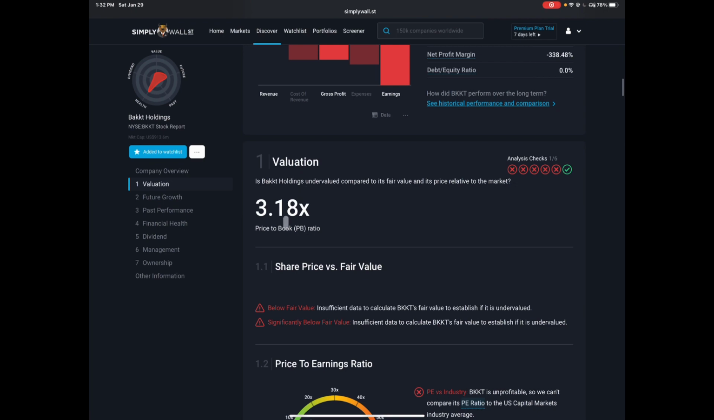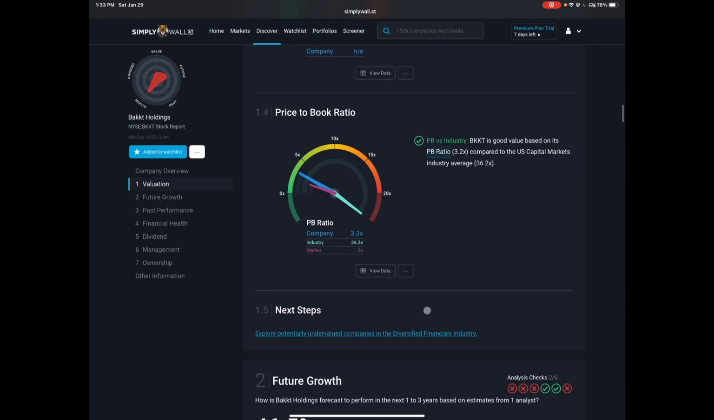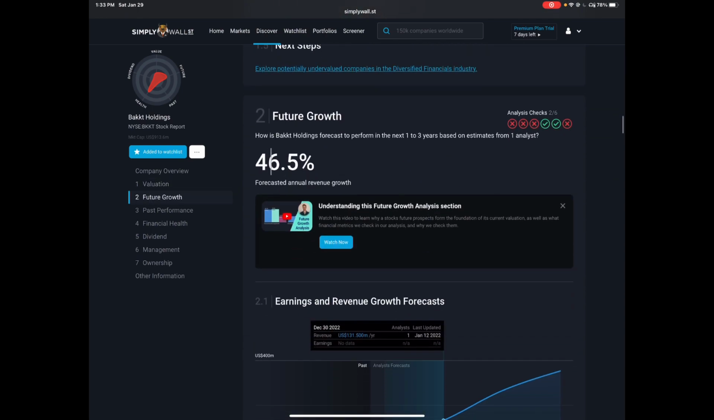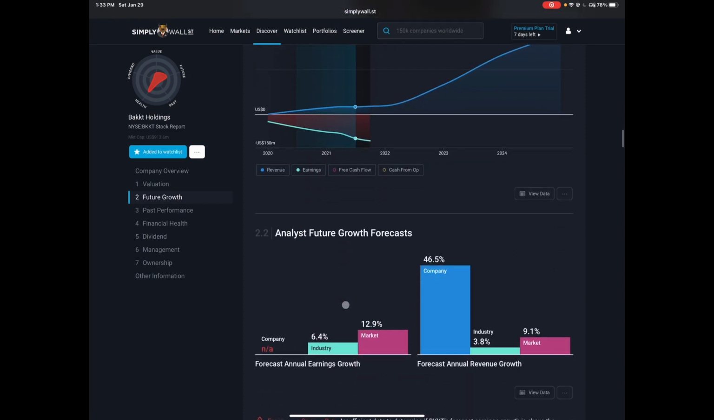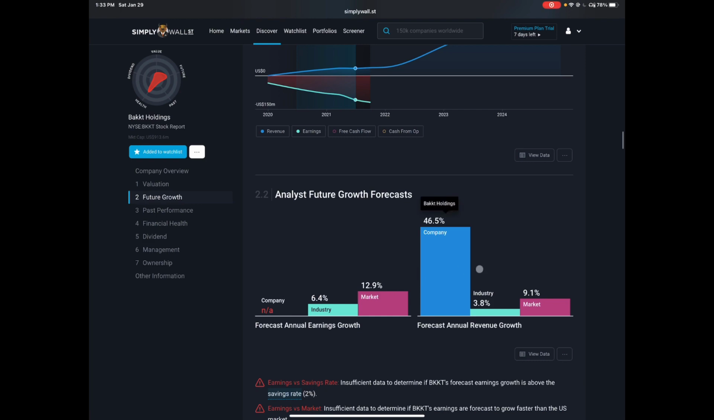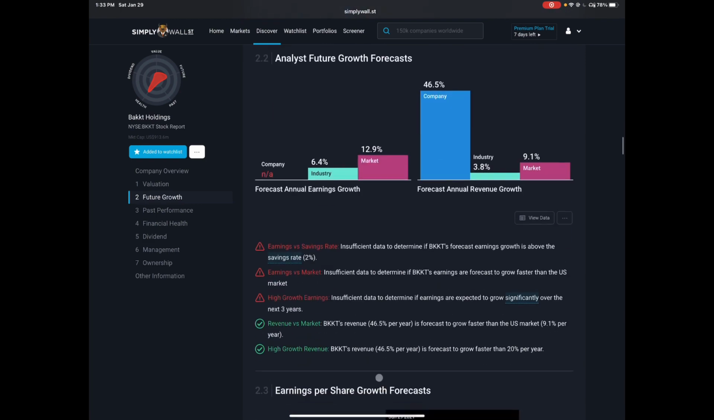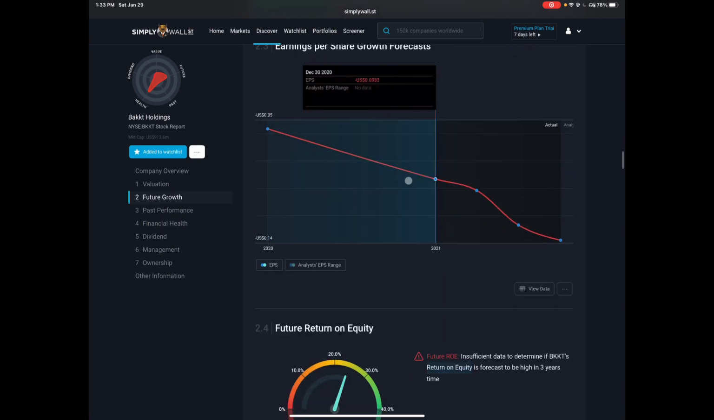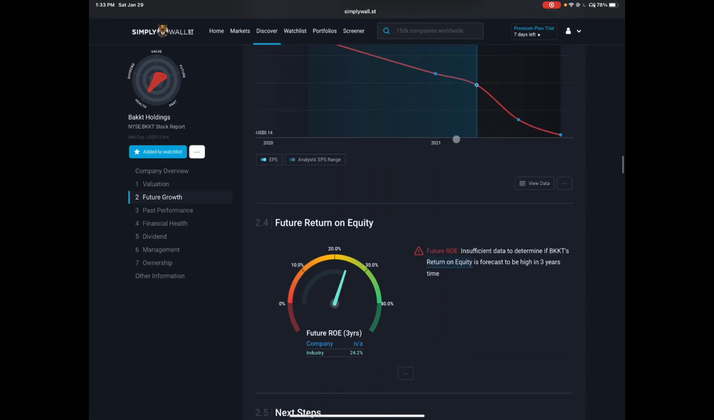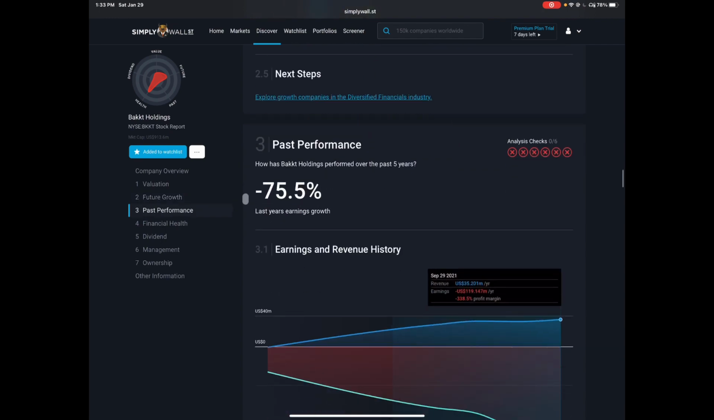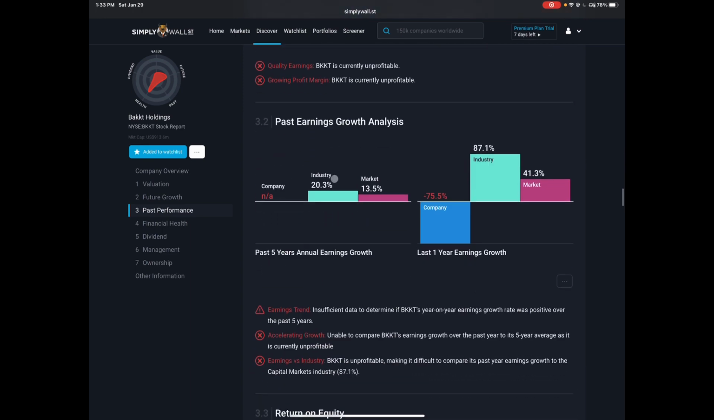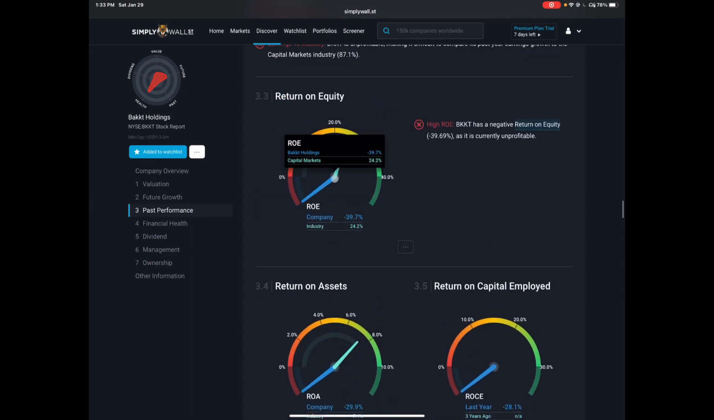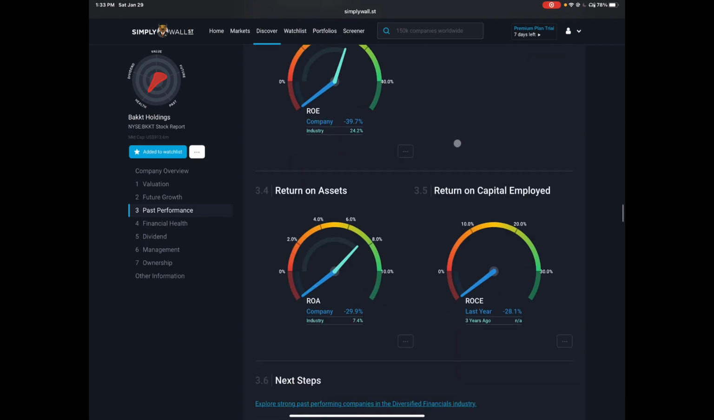Now the valuation is very low, only 3 times the price to book ratio. As we keep scrolling down, we can see a huge emphasis on future growth. Here are the revenue forecasts, in relation to the industry along with the market. It's been negative. Past performance, this is just the stock performance itself, so you can tell it's been oversold like crazy. Return on equity in this case has been negative.